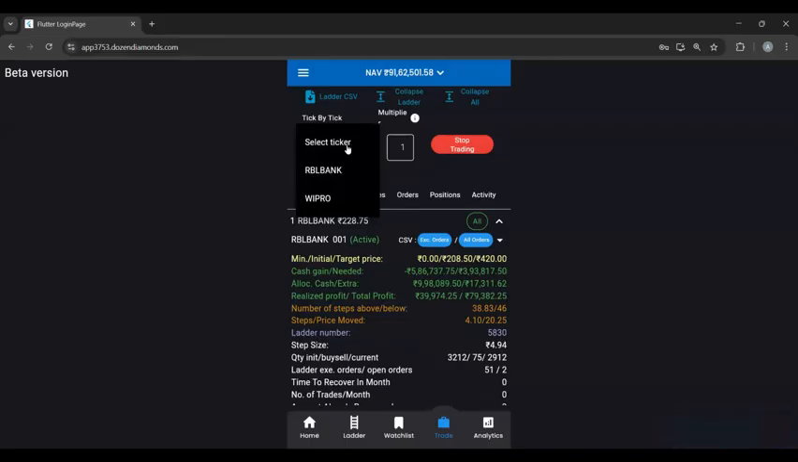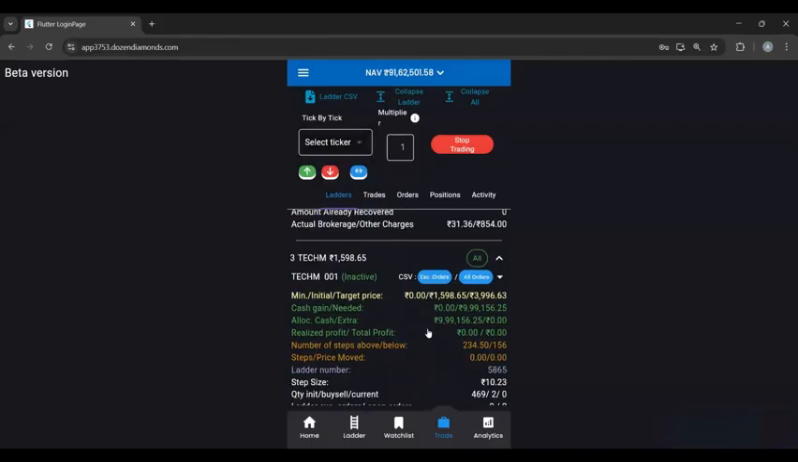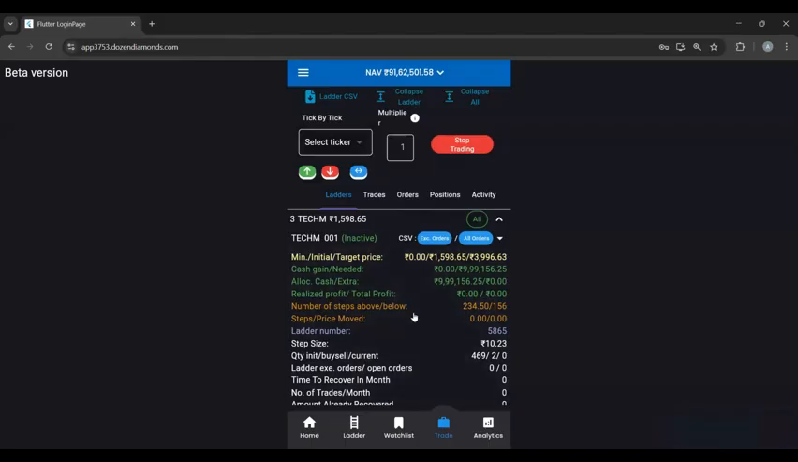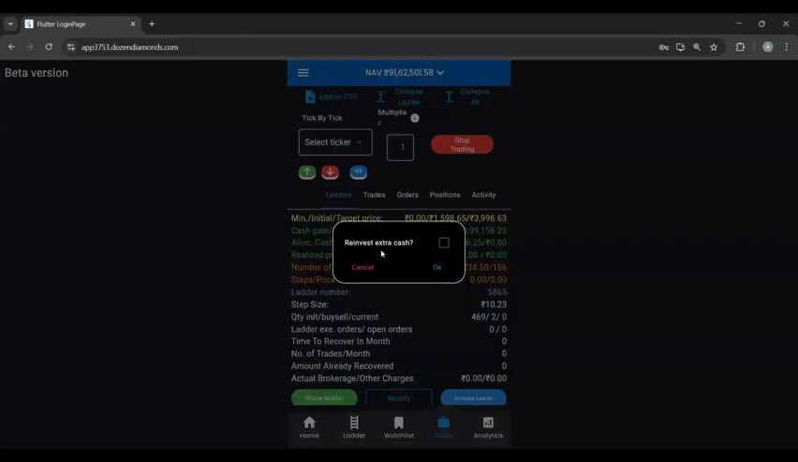Now here, you just have to select the ticker. And before selecting the ticker, you just have to make the ladder active. As you can see, the ladder is inactive as of now. Just activate the ladder. And here another question pops up: do you want to reinvest extra cash? Now what happens sometimes is that the customer, whoever he or she is, won't be needing the spare cash, right? They might think that they want to reinvest the same spare cash into their existing ladder. So that option is also given to them. As of now, let's not reinvest the spare cash into the ladder. Let's click on OK.